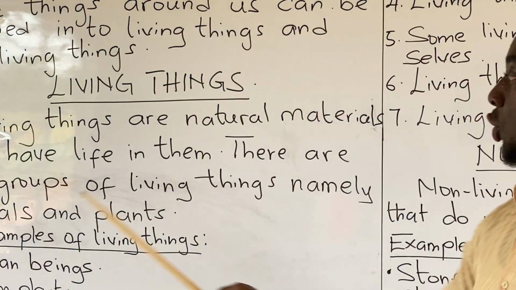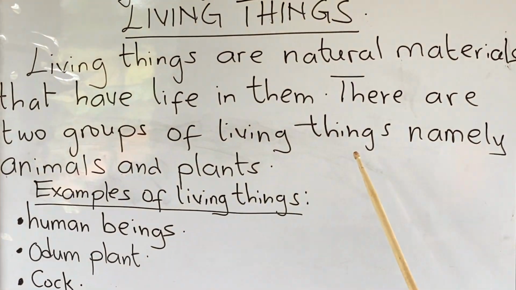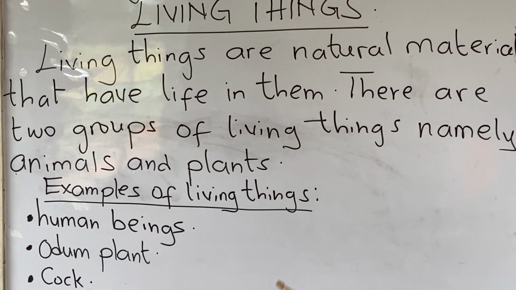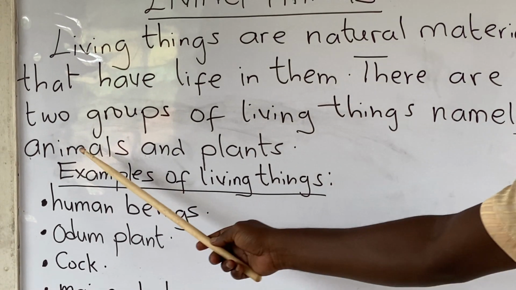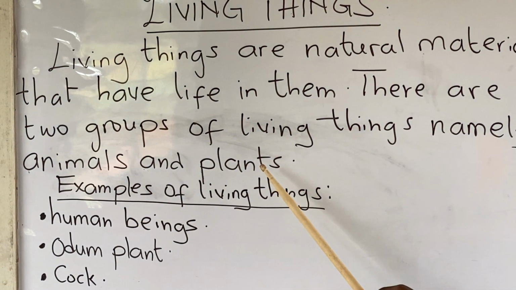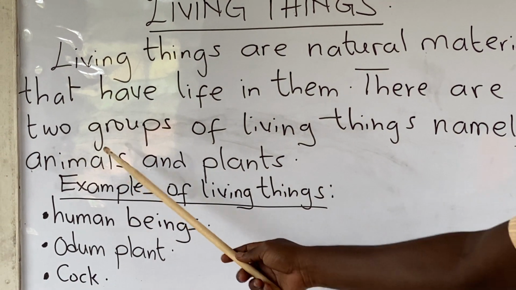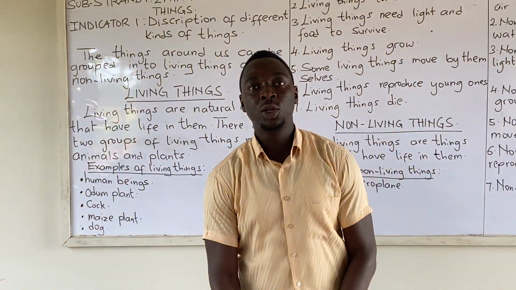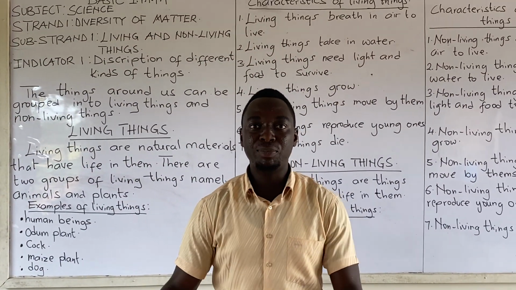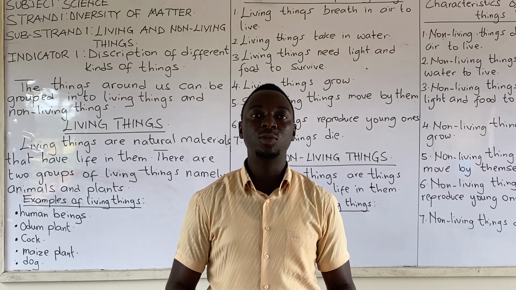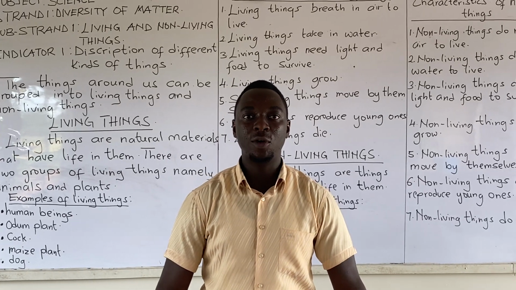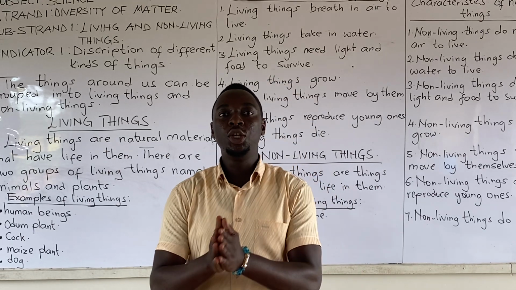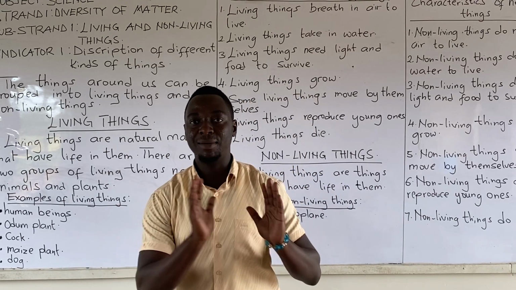There are two groups of living things. So living things can also be grouped into two, namely animals and plants. Animals, including human beings, and plants are the only forms of living things that we have on our earth.